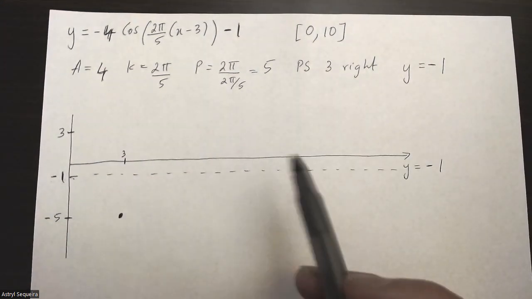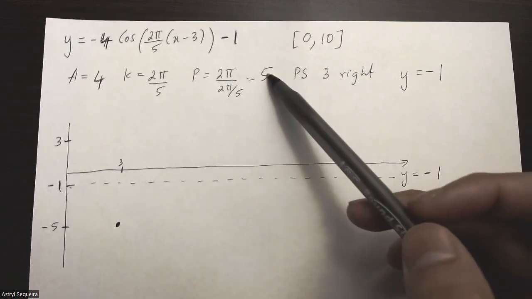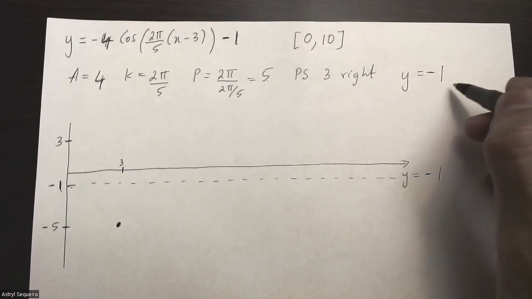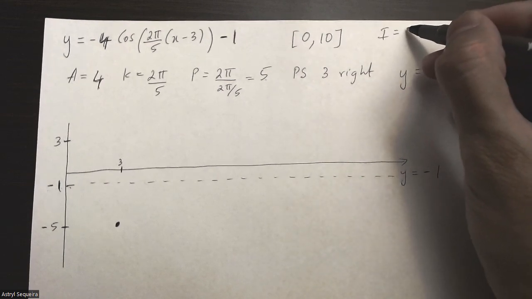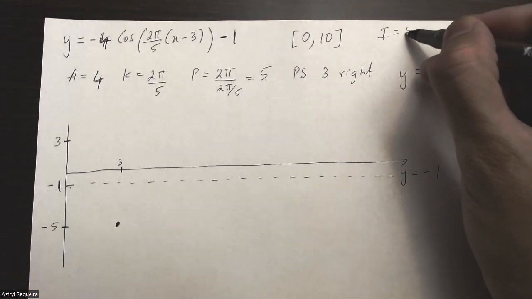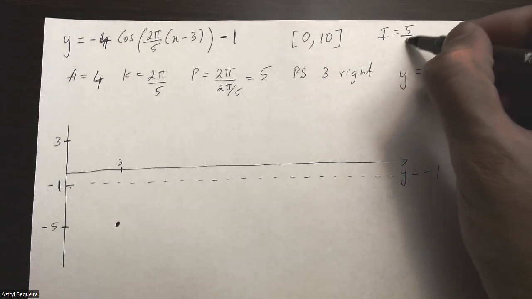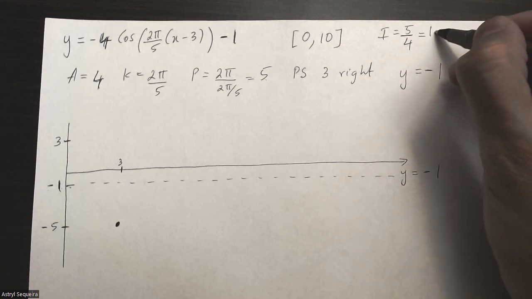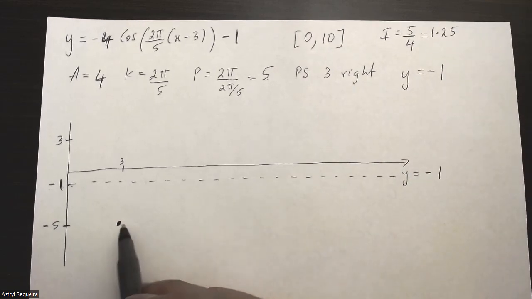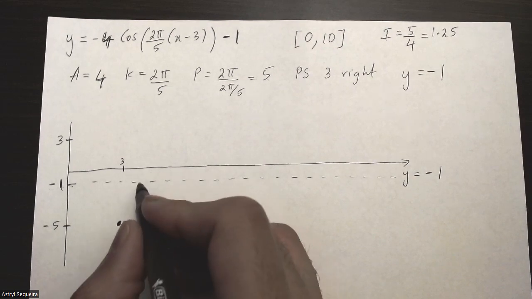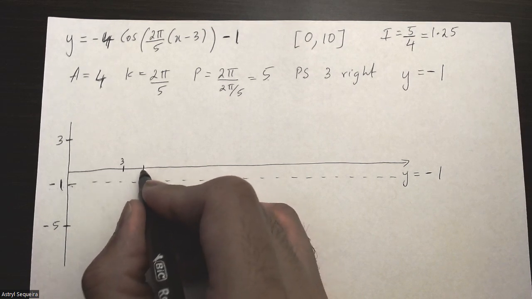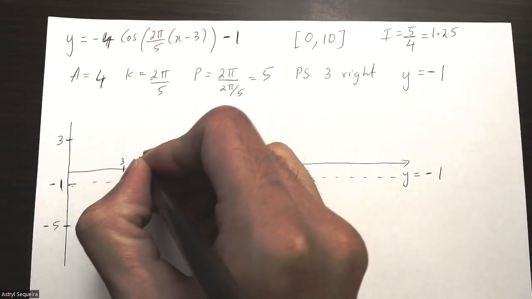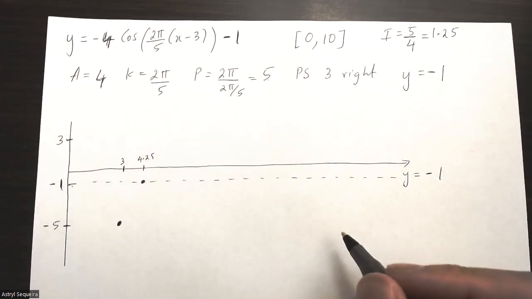And then in order to find the next couple of points, you want to take a period and divide your period by 4 to find your interval. This is an interval from one key point to the next. So for a sine and cosine wave, you always divide it by 4, which is 1.25. So my next point, which is my axis point here, is going to be at 4.25, because I just did 3 plus 1.25.